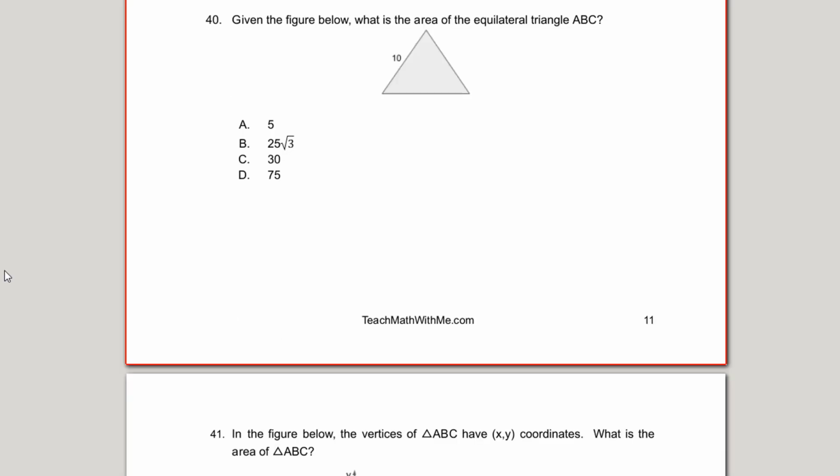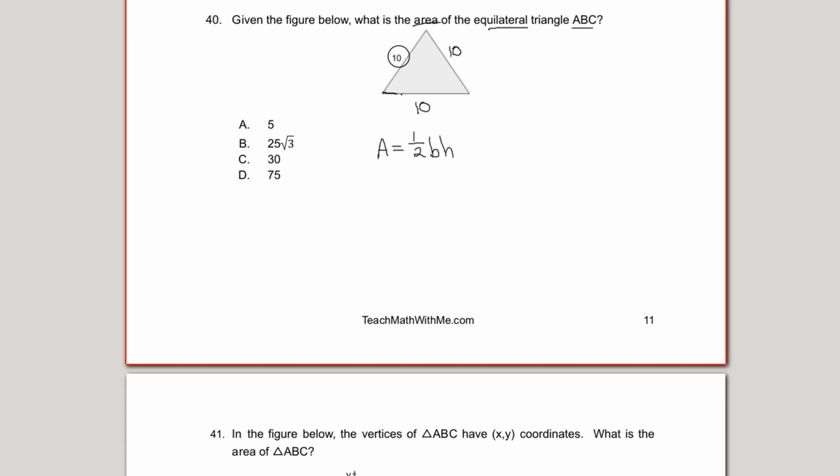Question 40 says, given the figure below, what is the area of the equilateral triangle ABC? And we need to know that an equilateral triangle means that all three sides are the same length. And so we are given this side length of 10. That's going to make this side length 10 and this side length 10. Now we're looking for the area, and just as in the previous question, area is 1/2 base times height. So we've got to figure out what our base is and what our height is.